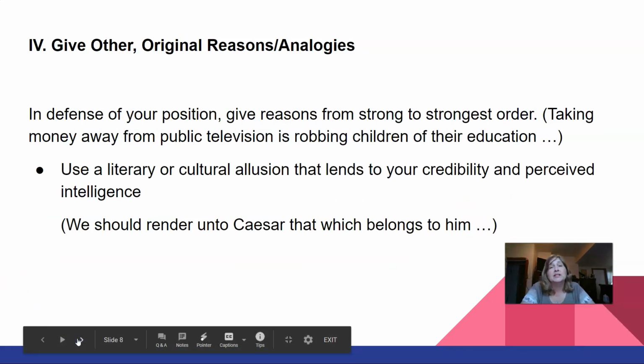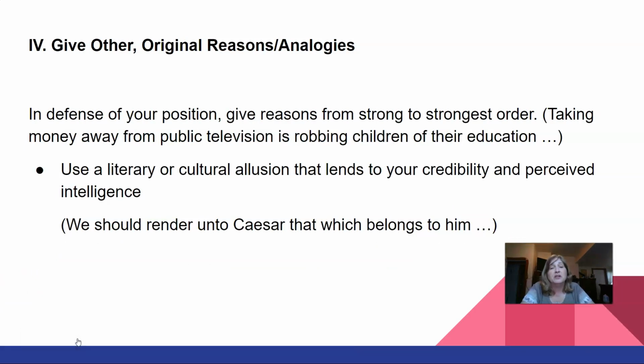Analogy is a great way to teach opinions. So, for example, taking money away from public television is robbing children of their education. That's not true. We're not coming into your homes and taking your education away from you, but it's an analogy or a metaphor for the fact that public television has done much to help children learn throughout the last 60 years or so. So that analogy helps argue the point.